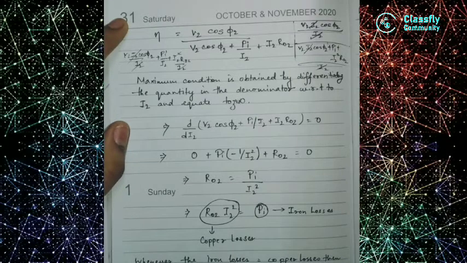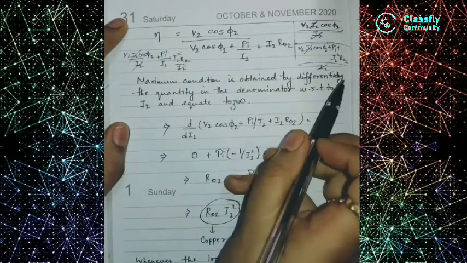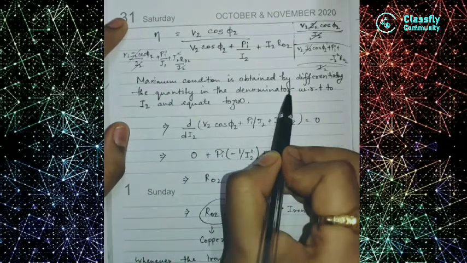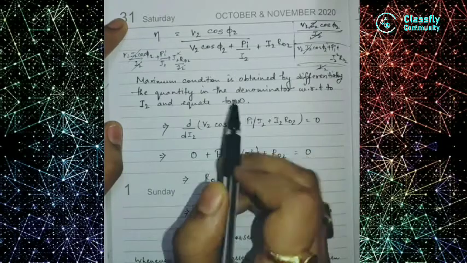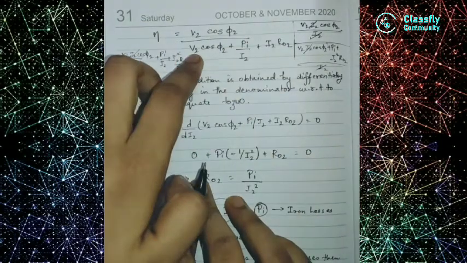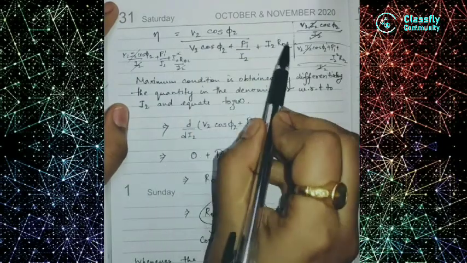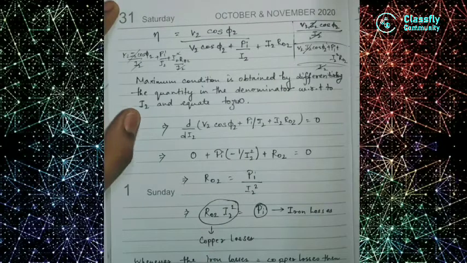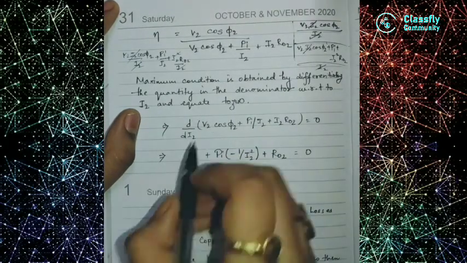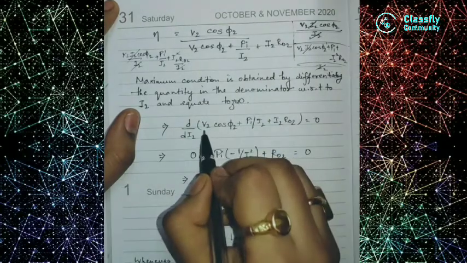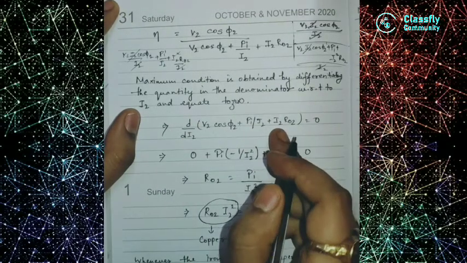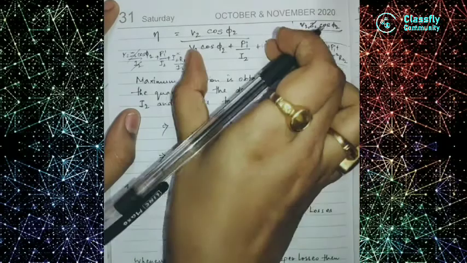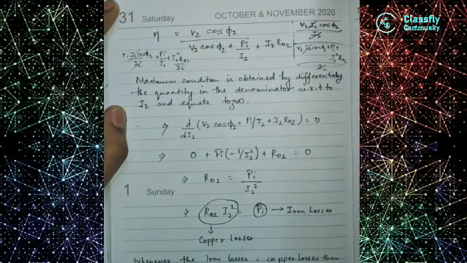As our transformer's efficiency depends on the current at the secondary winding and the power factor of the load, the maximum condition is obtained by differentiating the quantity in the denominator with respect to I2 and equating it to 0. That means d by dI2, the current flowing in the secondary winding, of V2 cos phi 2 plus Pi by I2 plus I2 R02. This is the denominator, and we equate it to 0.